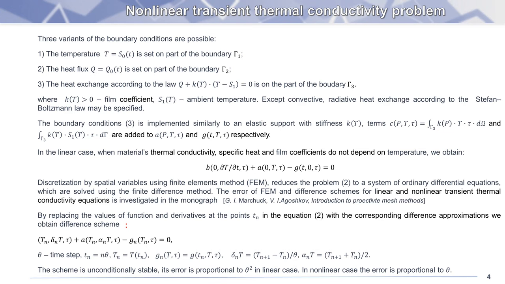By replacing the values of functions and time derivatives in the points tau n in equation 2 with the corresponding difference approximation, we obtain the difference scheme. Here theta is time step, tau n is equal n theta, T n is temperature in time tau n, and so on as a notation. This scheme is unconditionally stable. Its error is proportional to second power of time step in linear case. In nonlinear case, the error is proportional to time step.